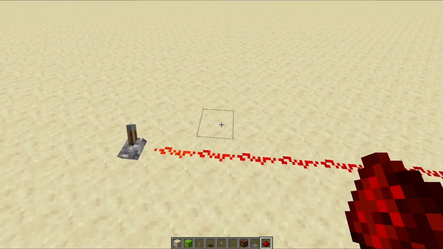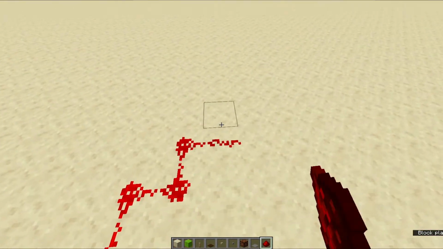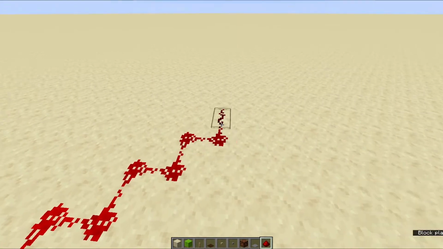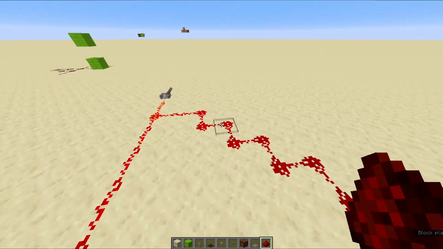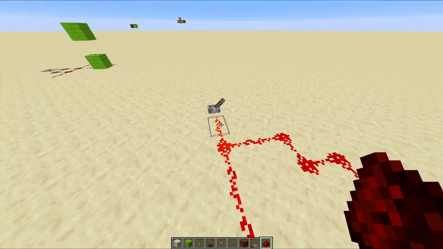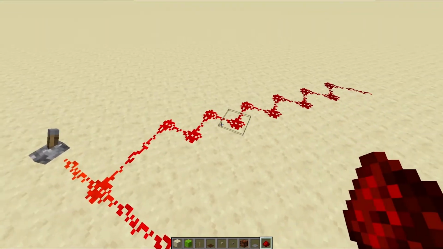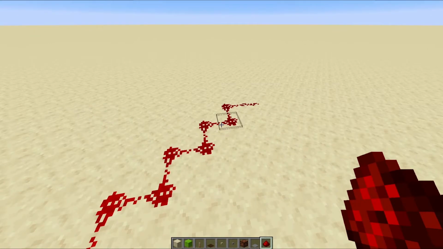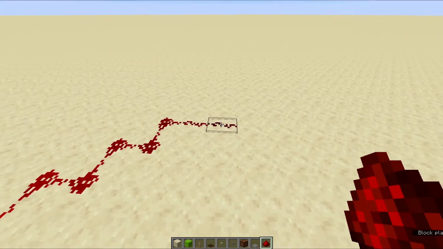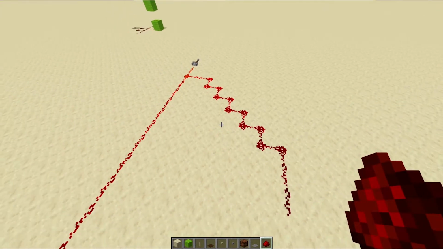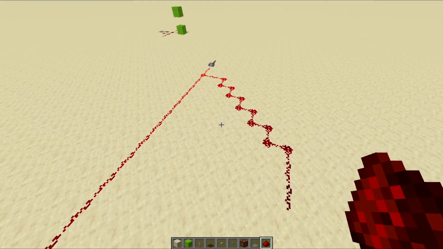Again, I want to reiterate that it does not matter what direction the redstone dust goes in. The only thing that matters is that it's in a line of exactly 15. So for example, if we were to count 1, 2, 3, 4, 5, 6, 7, 8, 9, 10, 11, 12, 13, 14, 15, that means this one right here will no longer have any power. So again, it does not matter what direction that you go in.